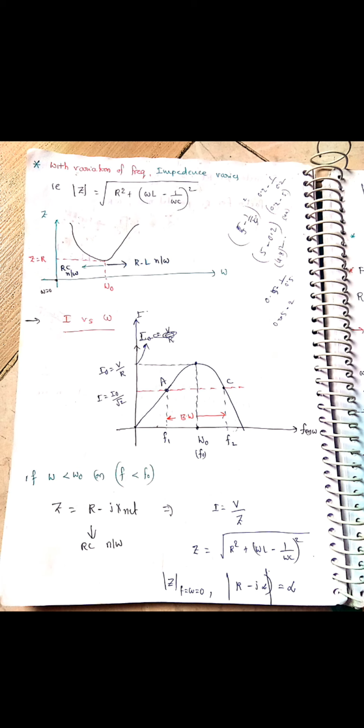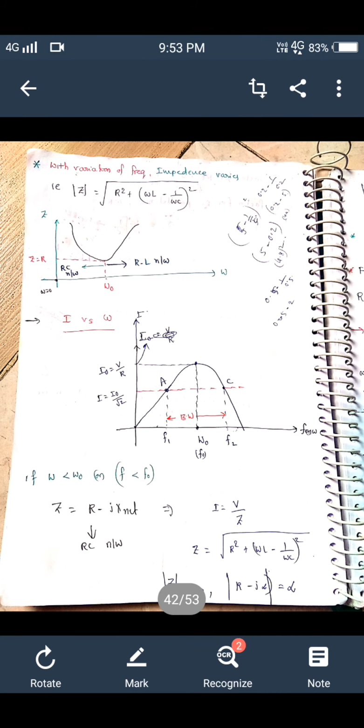Next, if omega increases, say omega is equal to 0.2, you get some magnitude other than infinity. That's why the curve will start decreasing. Next, consider 0.4, it further decreases. If we consider 1, it further decreases. If we consider 4, it increases. If we consider omega equal to 6, it further increases. Like that, after the resonance condition, if frequency increases, impedance also increases.